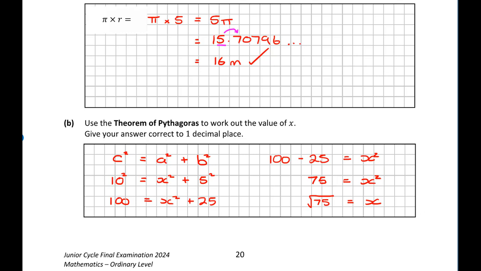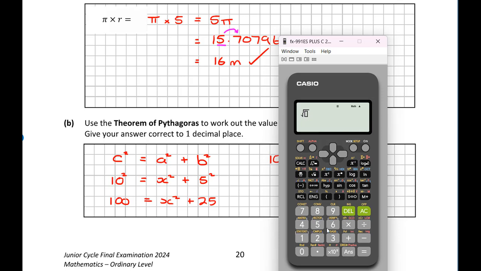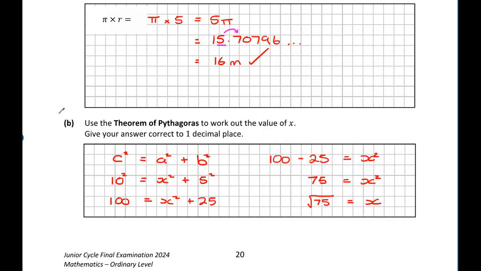If you do, well, I'll do it here, look. Root 75. Oops. How do we go back on this? I just have to redo it. Root 75. Root 75, 5 root 3, yeah, which is 8.660. Okay, so let's just write that down. 8.660 is equal to x.